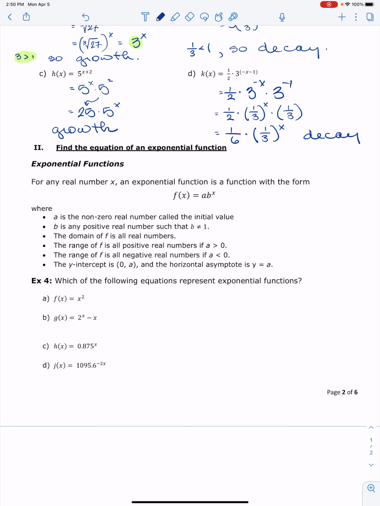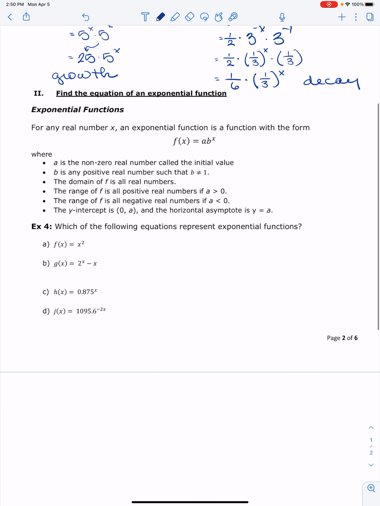The domain of f is all real numbers. We can plug anything we want into this. The range is all positive real numbers if a is positive. And keep in mind, this is before we move it around at all. It's negative if that leading multiplier, that a, is negative. Our y-intercept here is going to be (0, a), and our horizontal asymptote is y equals a.